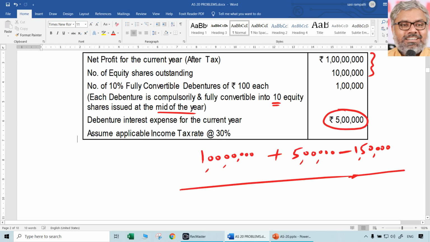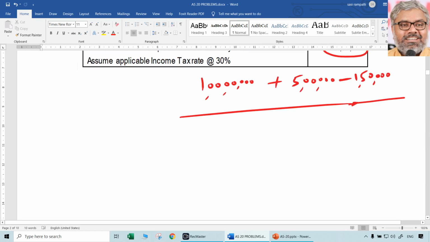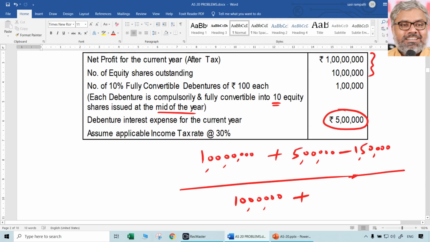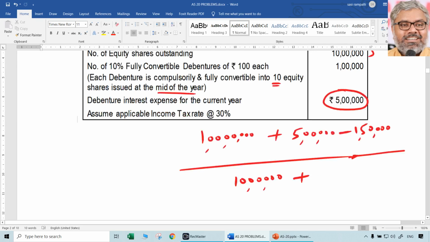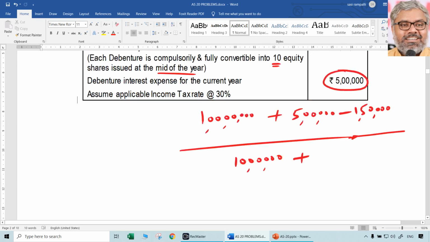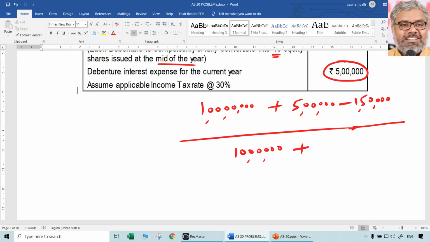In the denominator, original number of shares are 10 lakhs, plus how many number of shares are supposed to be issued if these convertible debentures are really converted, each debenture 10 shares. 1 lakh debentures, naturally 10 lakh shares, but 10 lakhs in the mid of the year means we should take only 5 lakhs. In other words, 10 lakhs into 6 by 12. That means time weighting factor of 6 by 12. Then that makes it 15 lakhs in the denominator.